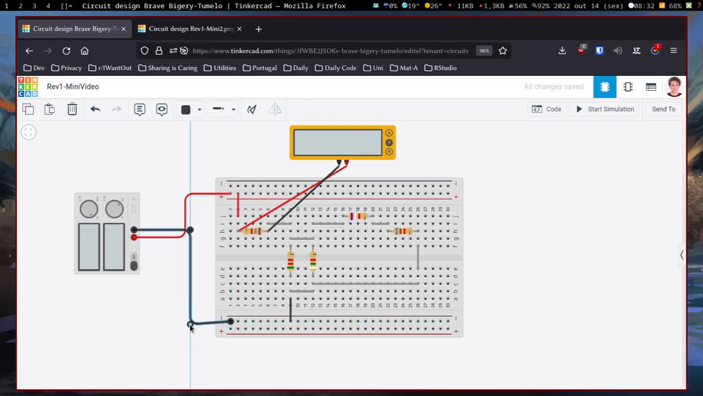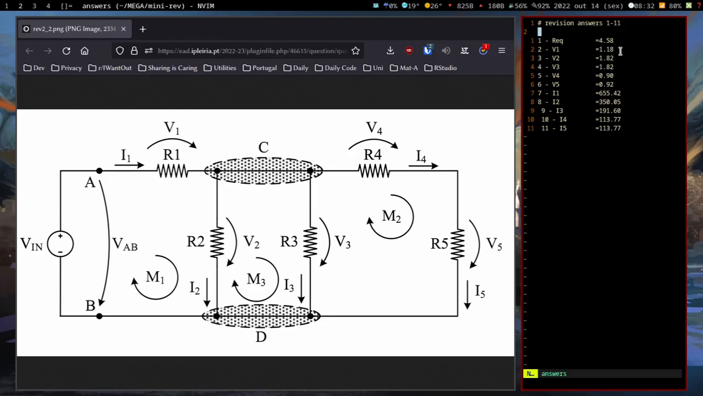To get a measurement. Why? Well, I don't know. Ask your teacher. I'm just gonna measure it to get the question right. So this is 1.18. Next, V2. V2 is the voltage on R2.